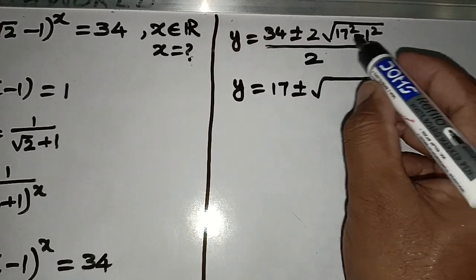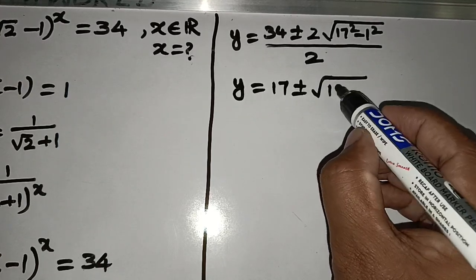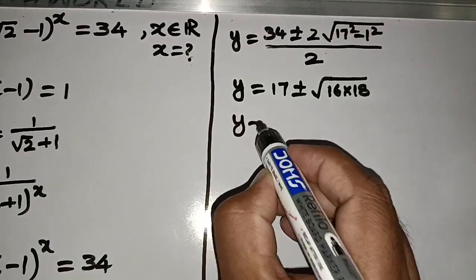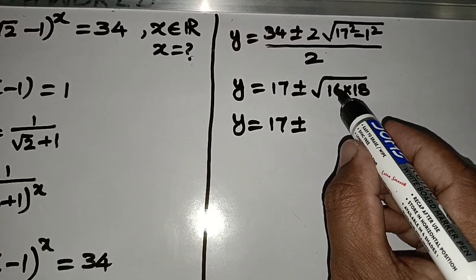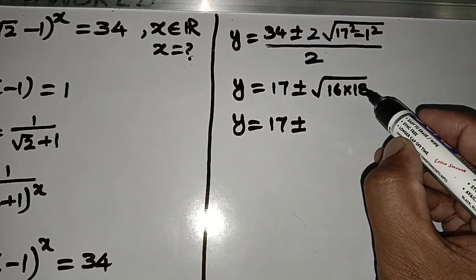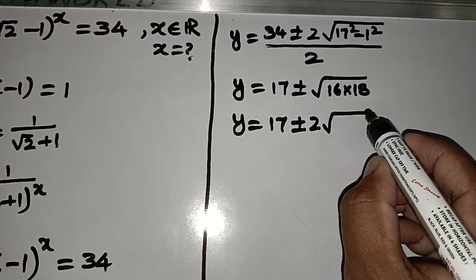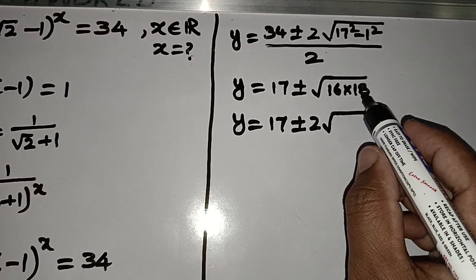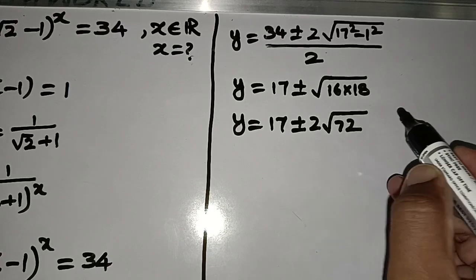(17 − 1) times (17 + 1), that is 16 times 18. So y is equal to 17 plus or minus 1 times the root of 16 times 18, where 16 is 4 times 4. One 4 I take outside the square root, making 2, and one 4 is inside the square root. That 4 I multiply with this 18. So 4 times 18 is 72.